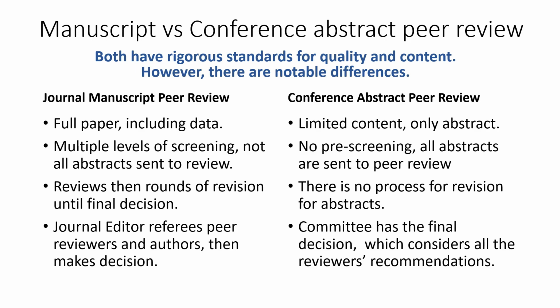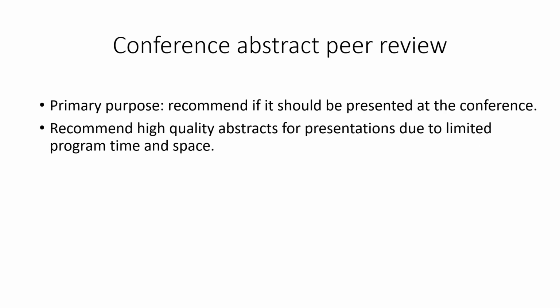For manuscript reviews, there are rounds of revision until a final decision is reached. For conference abstracts, there is no revision process. For journal manuscripts, the journal editor referees the process and then makes a decision, whereas conference abstract scores are sent to a committee for final decision. For this conference, the primary purpose of rating the abstract submissions is for you to make a recommendation if the abstract should be presented at the conference. We ask that you recommend high-quality abstracts due to limitation of program time and space.